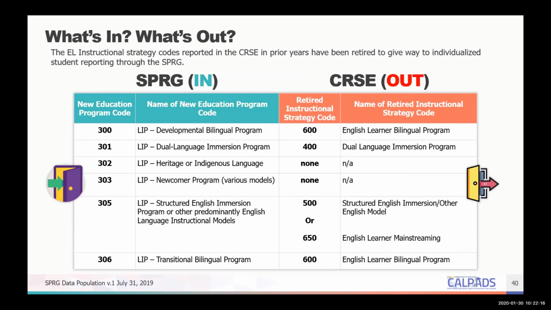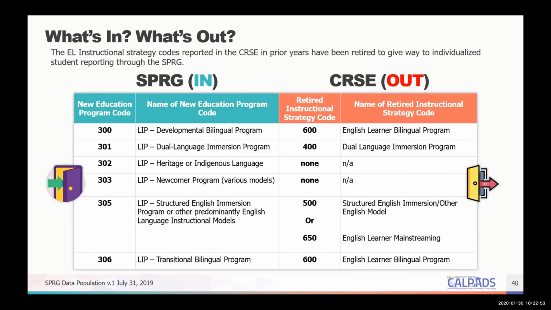So since this is our first year of LIP reporting, what is the program start date? There are two options here. For students who have been enrolled in California for years and are eligible for LIP, you report them with their enrollment start date. However, for those students who are EL just this year, you can report them with their EL start date or their EL status date.